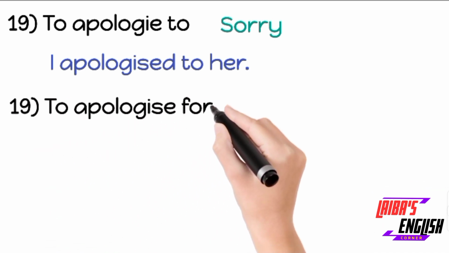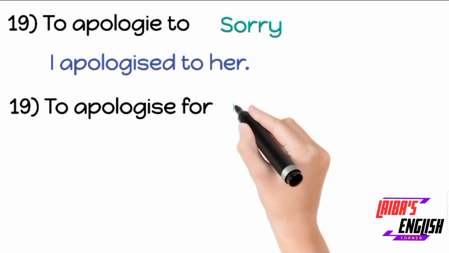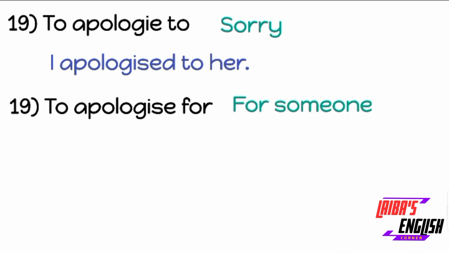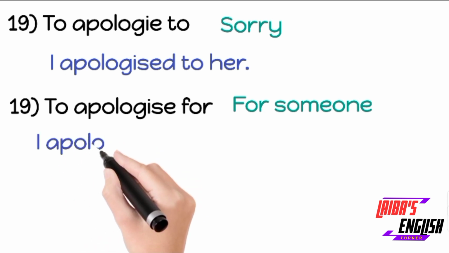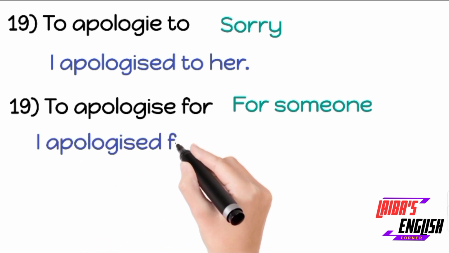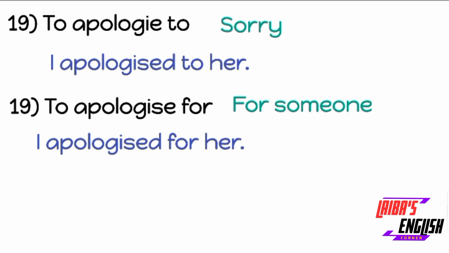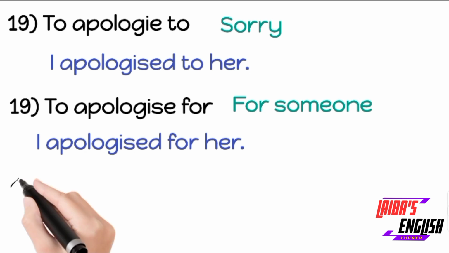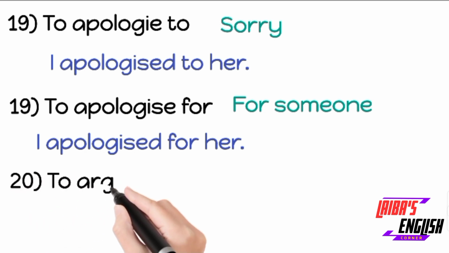Sentence number 19 again, to apologize for, which means when you are saying sorry for someone. For example, I apologized for her. In to apologize to, you are saying sorry for yourself, and to apologize for, you are saying sorry for someone else.